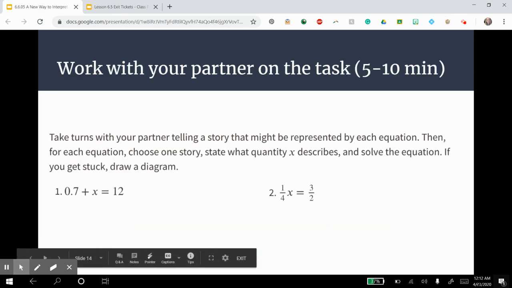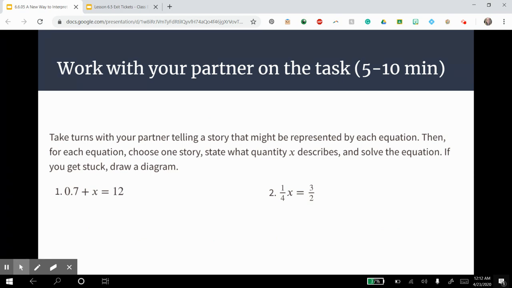Go ahead and either write in your notebook or tell somebody in your house a story for each of these problems. Describe what x describes. Like in that problem, x represented the number of miles she ran Monday through Thursday, right? And then figure out how to solve for whatever x is. Remember, you're going to use opposite operations to solve. Go ahead and press play when you're done. This will take you about 10 minutes. It's always harder to write a word problem for an equation than it is to just solve it.